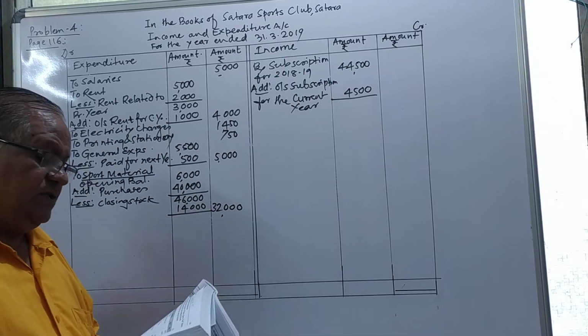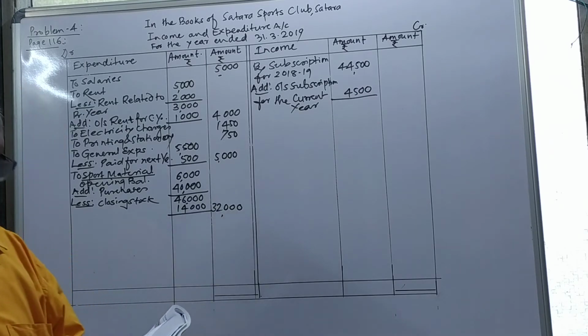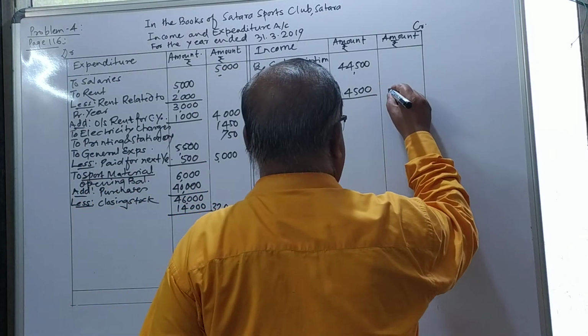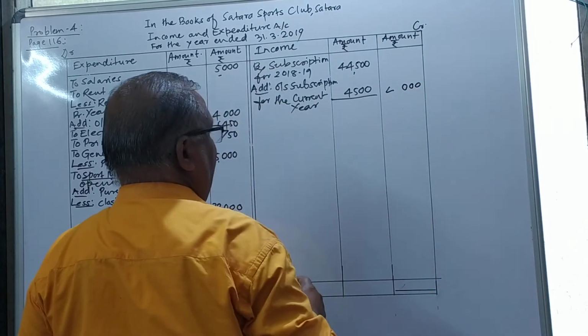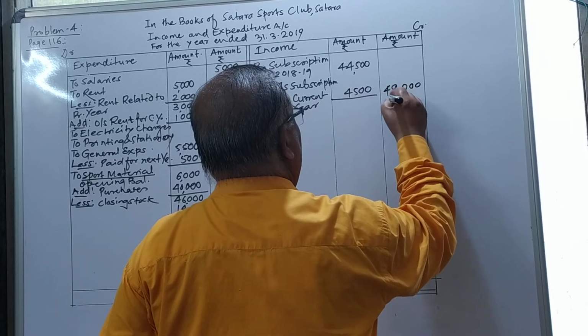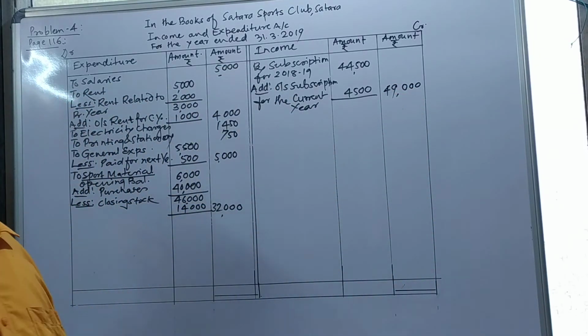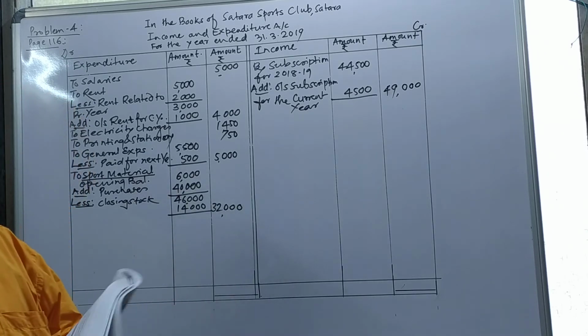44,500 will show there, and the outstanding subscription of the current year is 4,500, and this amount goes to the outer column. We'll make this addition: 0, 0, 0, 5, 5, 10 carries 1, 4, 4, 8 and 9. It comes to 49,000. This outstanding subscription is once again shown on the asset side of the balance sheet, which we are not preparing here in this case.